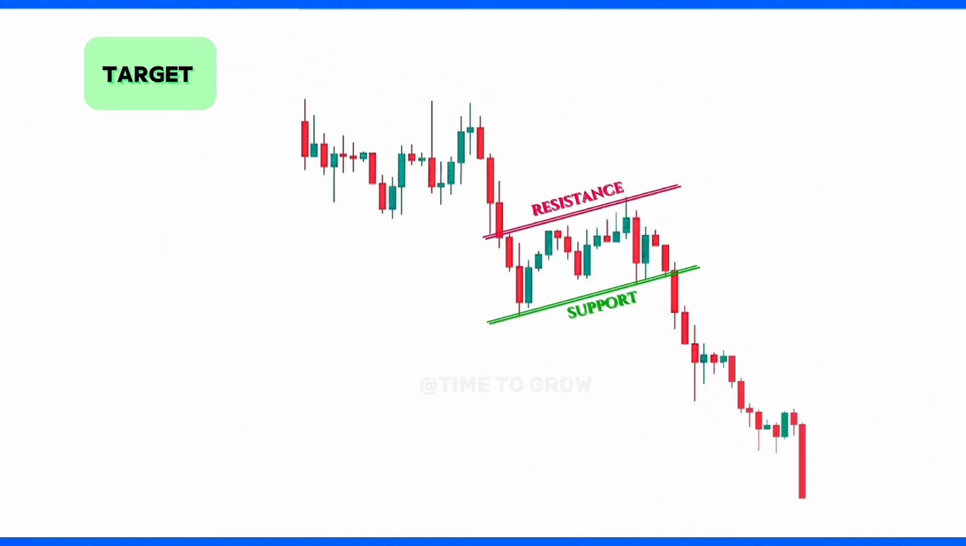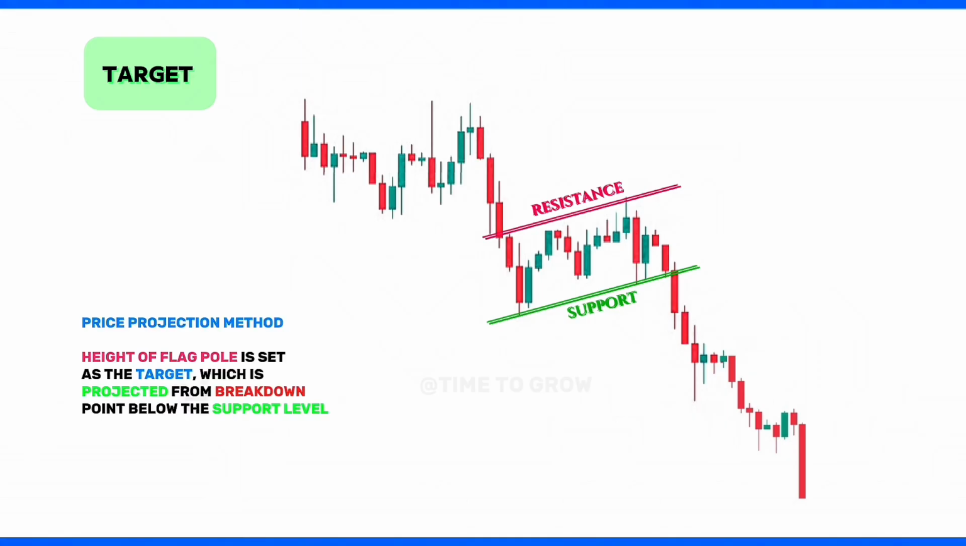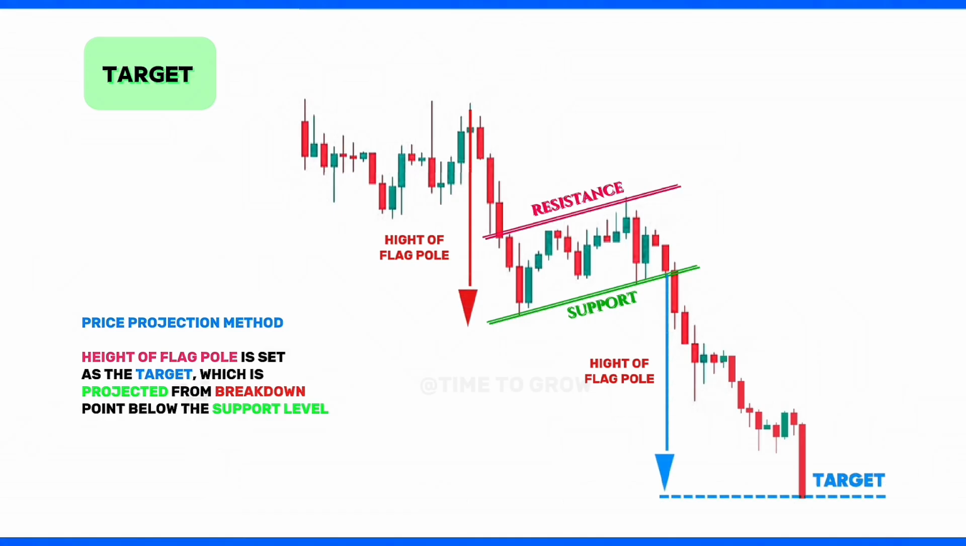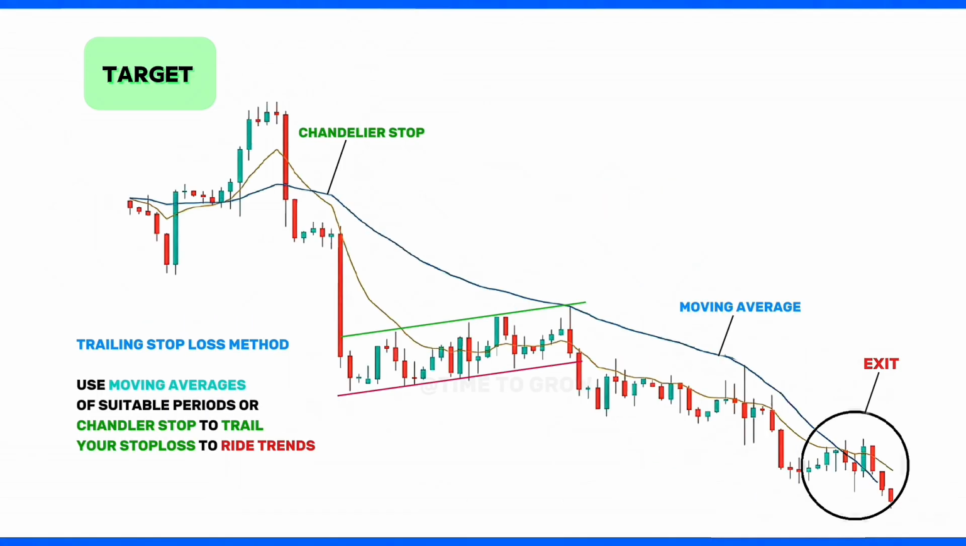Now, for target setting, there are two common methods. 1. Price projection method. Measure the length of the flagpole and project it downward from the breakdown point. 2. Trailing stop method. Use moving averages, such as the 20 or 50 period EMA, or tools like the chandelier stop, to ride the trend and capture bigger moves during strong breakdowns. Combining both these methods can be extremely powerful, allowing you to maximize profits while still protecting your gains.